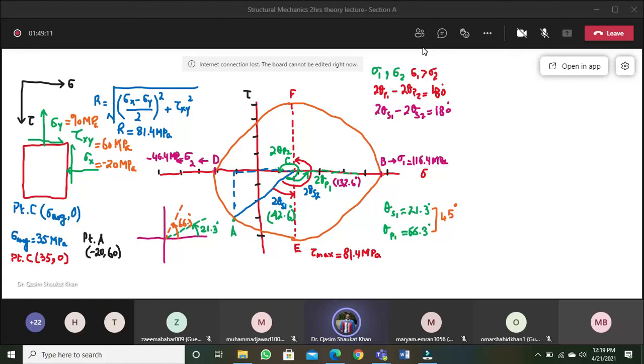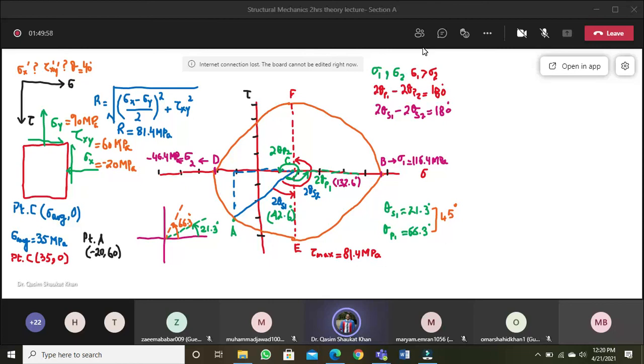Guys, now one more thing I want you to calculate. Let's say you are asked to calculate the transformed normal stresses and transformed shear stresses at an angle of 40 degrees counterclockwise. You have to calculate sigma x dash and tau x dash y dash for theta 40 degrees.